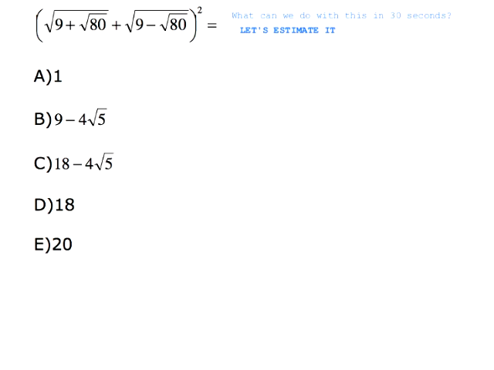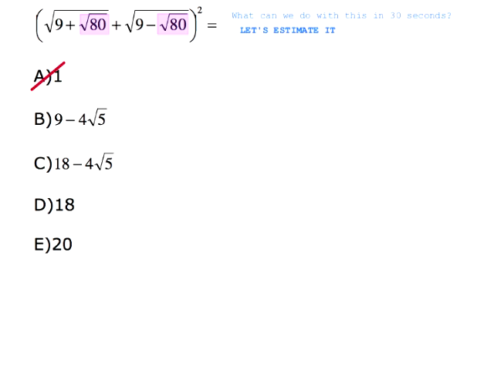So I think one thing that is probably clear right off the top is that it's not 1. You're taking something that is already bigger than 3 and you're adding something to it and squaring it. But let's do better than that. We need to estimate that first.